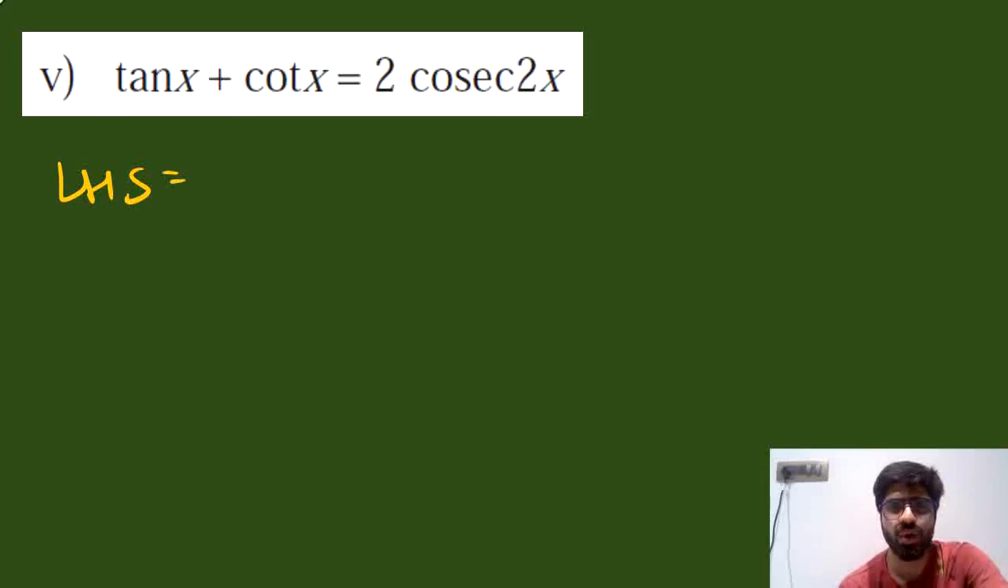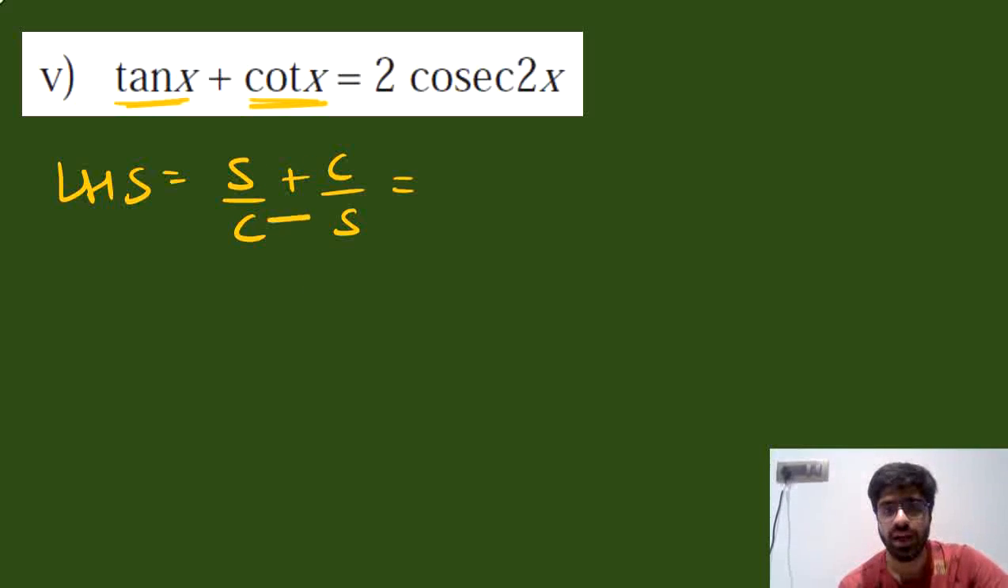This is a very simple one. All you need to do is write tan as sin upon cos, write cot as cos upon sin. So we have sin x upon cos x plus cos x upon sin x. When you just add up the two fractions by cross multiplying them in the numerators and multiplying the denominators to get the final denominator here, you have sin x cos x in the denominator. In the numerator it will be sin square x plus cos square x. But sin square x plus cos square x will be 1.